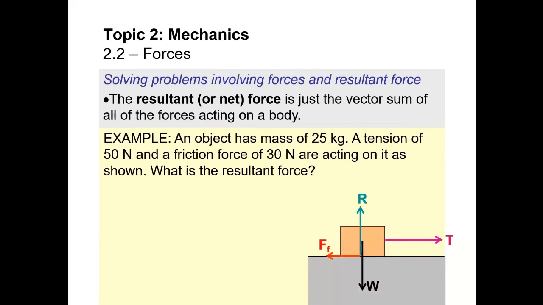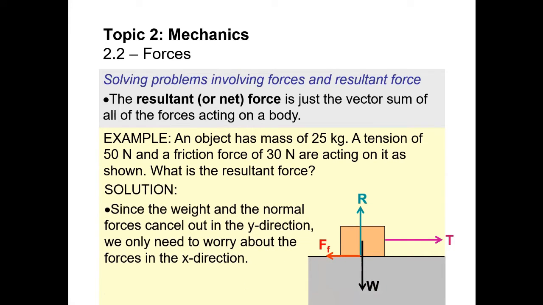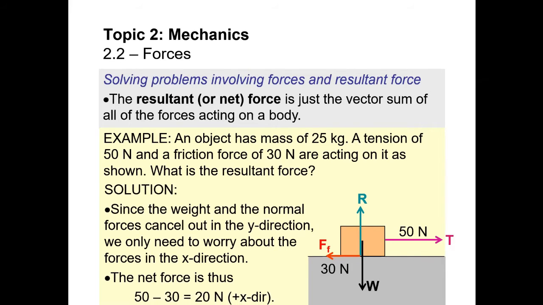An object has a mass of 25 kilogram, a tension of 50 newton, and a friction force of 30 newton acting on it as shown. What is the resultant force? Since the weight and the normal force cancel out in the y direction, we only need to worry about the force in the x direction. So W and R cancel out. The tension is 50 newton and the friction is 30 newton. So the resultant force is 50 minus 30, which is 20 newton to the right.